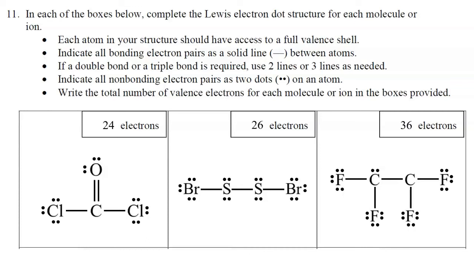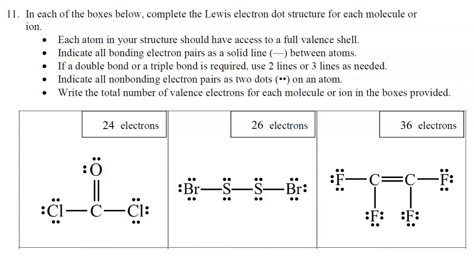carbons, then the other carbon does not have access to an octet. So the only way I can satisfy the octets for both carbons at the same time is to create a double bond, because right now that carbon on the right only has access to 6 electrons, so I'm going to move that pair of electrons on the carbon to create a double bond. Now, that structure is complete because each atom has access to a full valence shell.